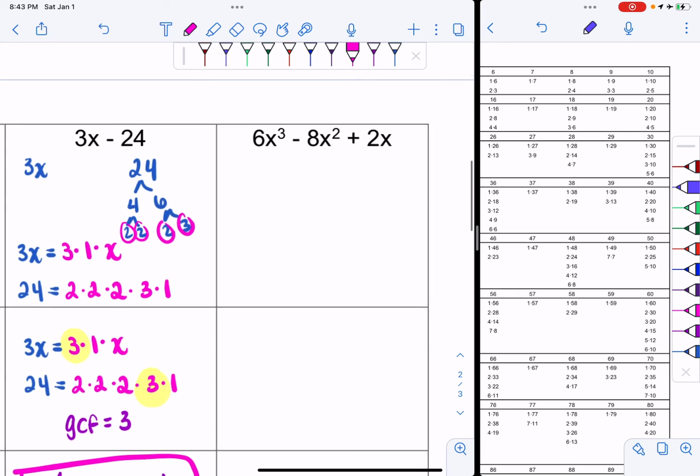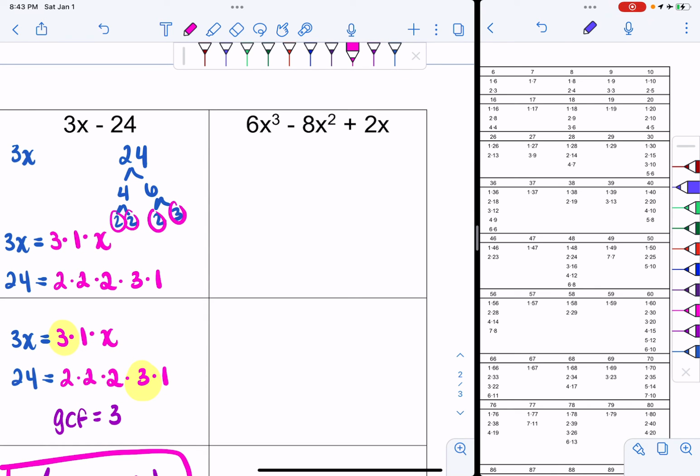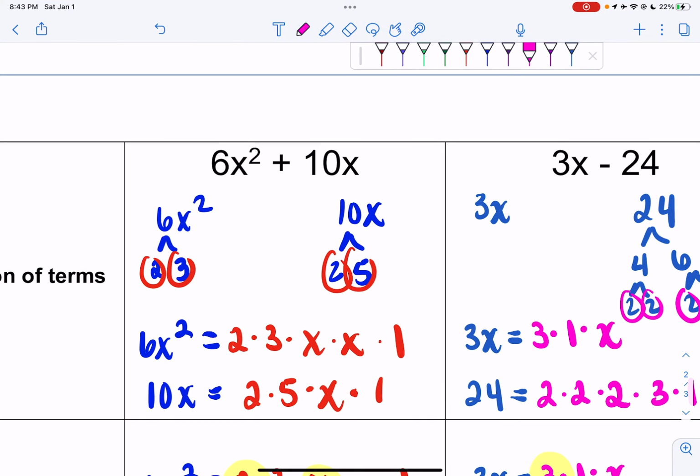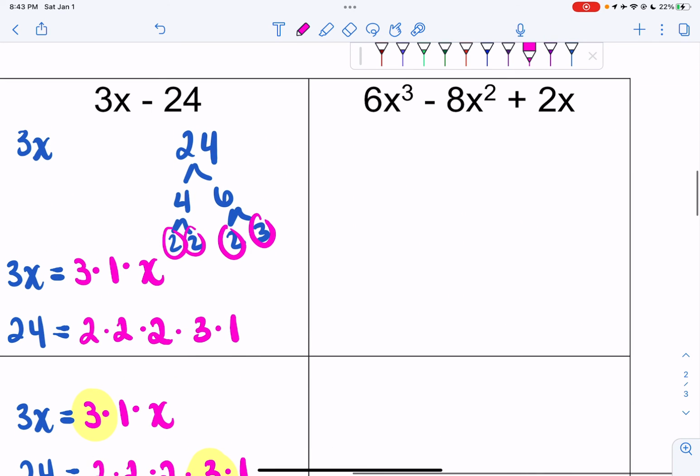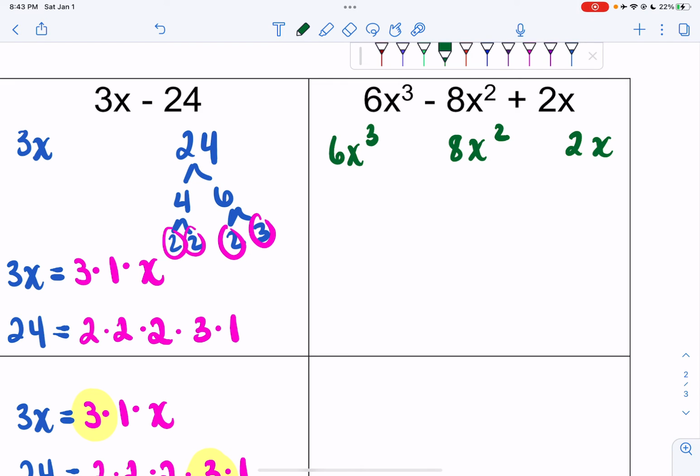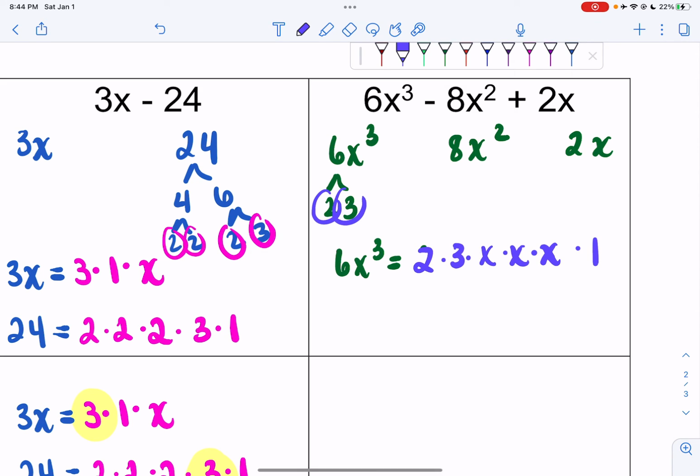Number 3, 6x to the third minus 8x squared plus 2x. So we go ahead and do our prime factorization of each term. We're going to do a prime factorization of 6x to the third, 8x squared, and 2x. So 6x to the third can be broken apart to be 2 and 3. We can't break those apart anymore. So I can say 6x to the third is 2 times 3, and then I'm going to do 3 x's, 1, 2, 3, and then a 1.